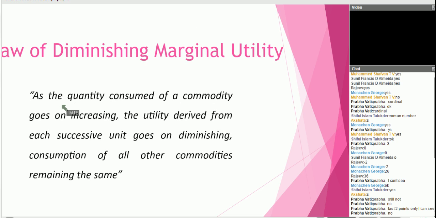Now this is the law. It says, as the quantity consumed of a commodity goes on increasing, the utility derived from each successive unit goes on diminishing, consumption of all other commodities remaining the same. This is an assumption of the law. In economics, every law is based on certain assumptions. So this is the assumption for this particular law. It assumes that the other things remain the same, and only there is a change in the quantity in question.